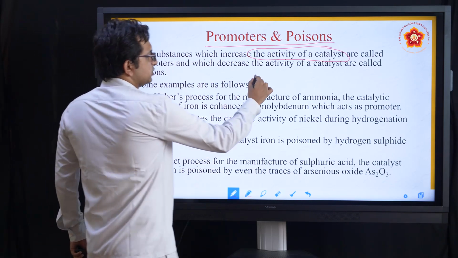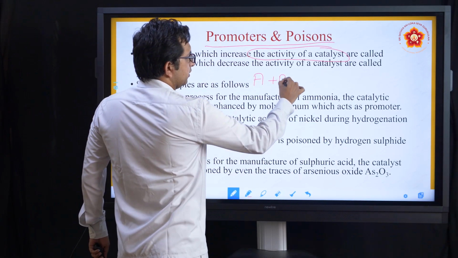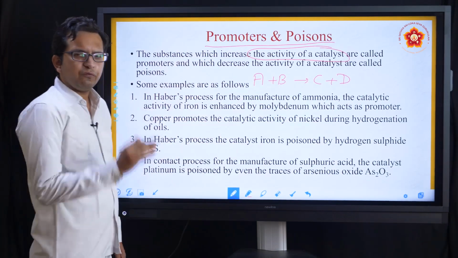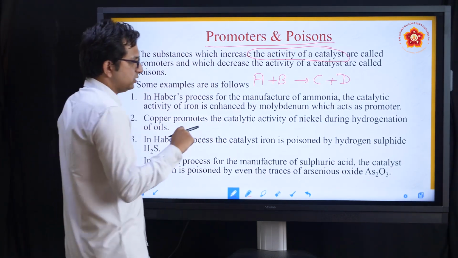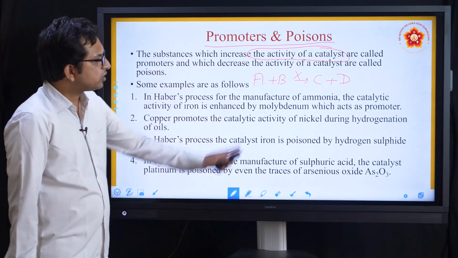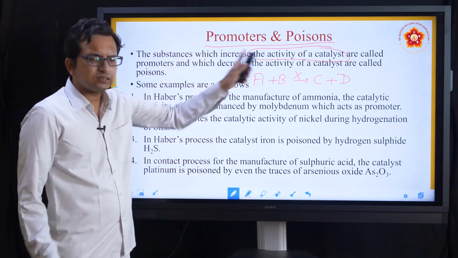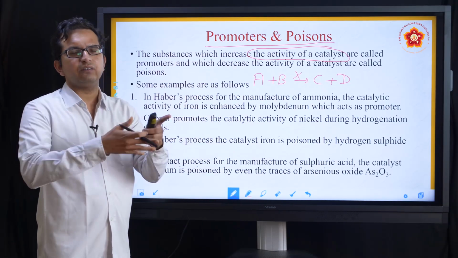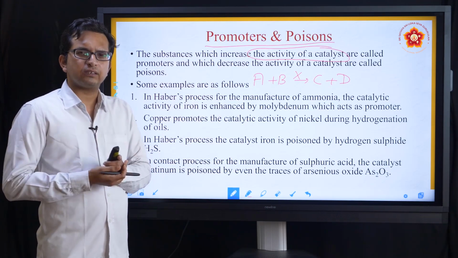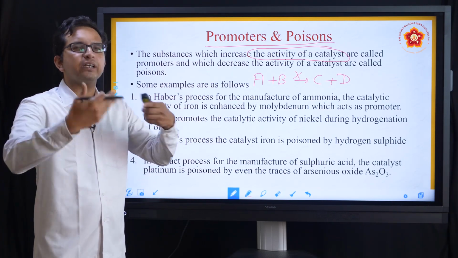If there is a reactant system, so A plus B is giving rise to C plus D. Now if this reaction has to be made faster, then probably we may use a catalyst X. So what is the role of catalyst? That X is seeing to it that A and B react at a faster pace. But you can also improve the activity of the X. You can see to it that X gives a better performance.